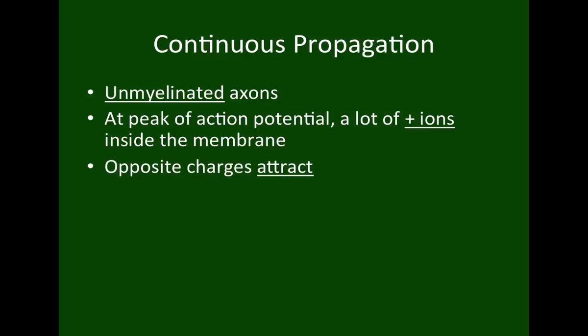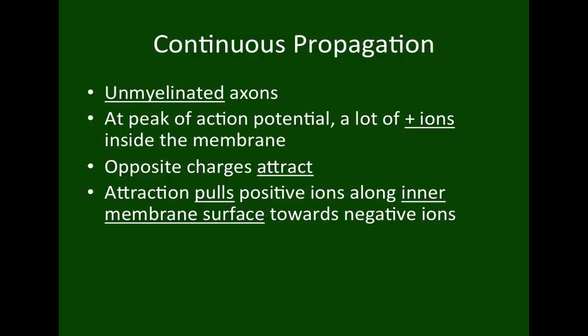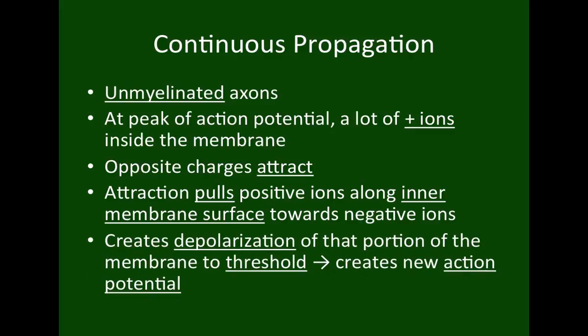We know from our basic chemistry that opposite charges attract each other. Positives and negatives pull on each other. And so that's what happens. The attraction actually pulls the positive ions along the inner membrane surface towards that area where the negative ions are. That actually brings up the level of the membrane potential. So it goes from that negative 70 millivolts up towards the threshold of the negative 60, and we get depolarization to threshold, which in that next section of membrane generates a new action potential. So in essence, the action potential starts moving down the membrane in the next little section.